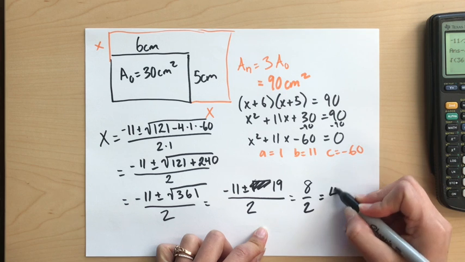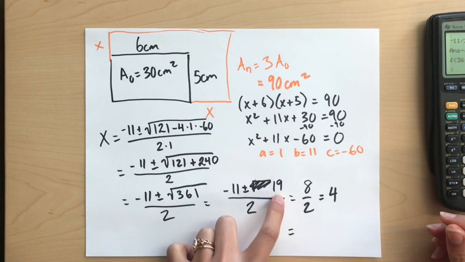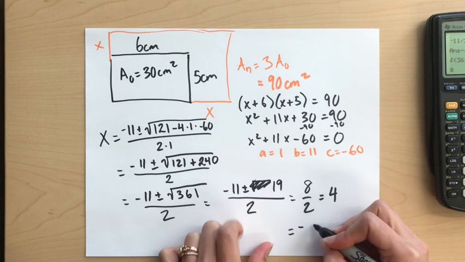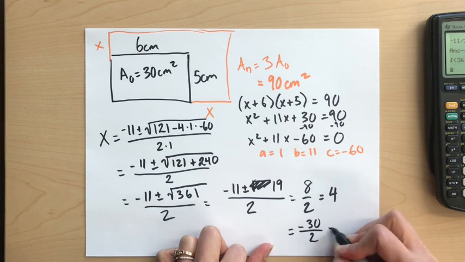So negative 11 plus 19 is 8. 8 over 2 is 4. Negative 11 minus 19 is negative 30. Over 2 is negative 15.